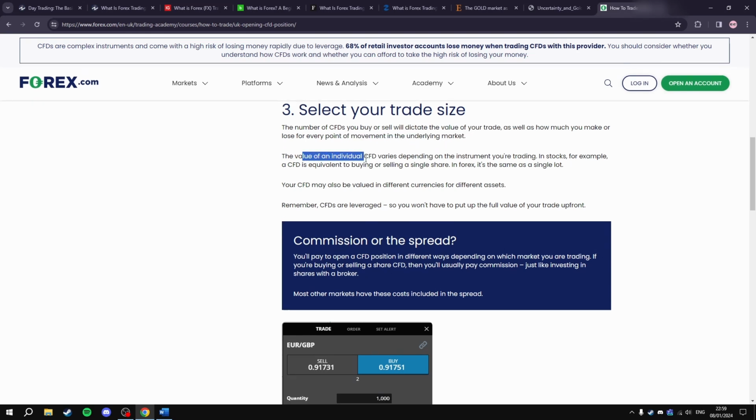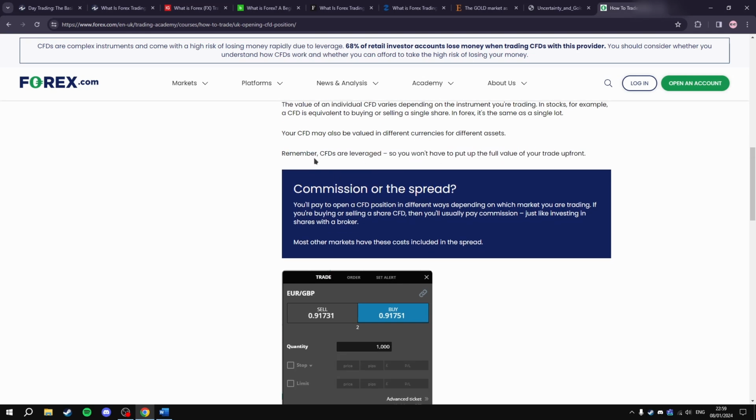The value of an individual CFD varies depending on the instrument you're trading. In stocks, for example, a CFD is equivalent to buying or selling a single share. In Forex, it's the same as a single lot. Your CFD may also be valued in different currencies for different assets. Remember, CFDs are leveraged, so you won't have to put up the full value of your trade up front.